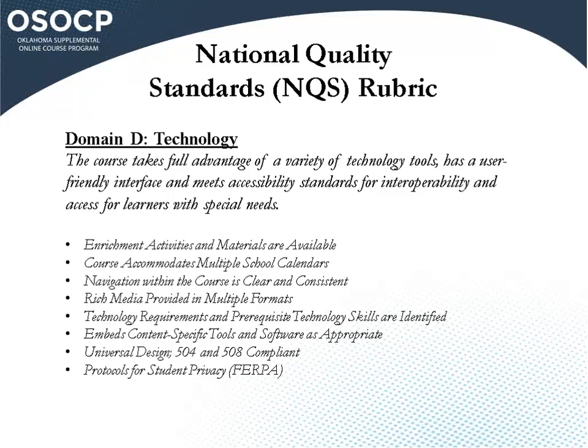Technology requirements and prerequisite skills should be listed for the school district and for the students ahead of time, so you know what you're getting into before you enroll in the course. It's looking to see if it embeds content-specific tools. That could be specific calculators or types of software that might be needed in a scientific class or a math class, for instance. We're looking for principles of universal design and whether or not they're 504 and 508 compliant. The course also has to have protocols for student privacy.